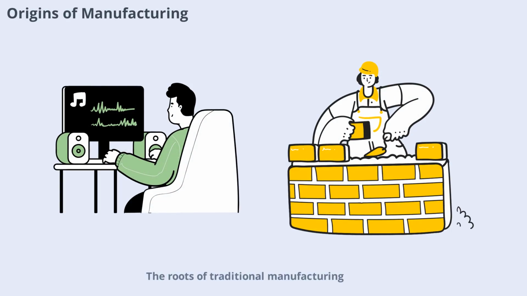The roots of traditional manufacturing stretch back to the Industrial Revolution, when factories began to replace small workshops. Early manufacturers used steam engines and simple machines to boost productivity. These innovations allowed for mass production, making goods more affordable and accessible. Over time, manufacturing became a driving force behind economic development, creating jobs and transforming societies. Understanding these origins helps us appreciate how traditional manufacturing set the stage for today's advanced production methods.